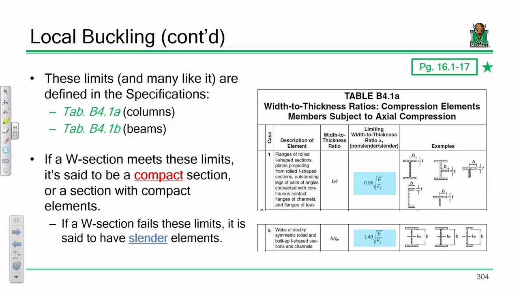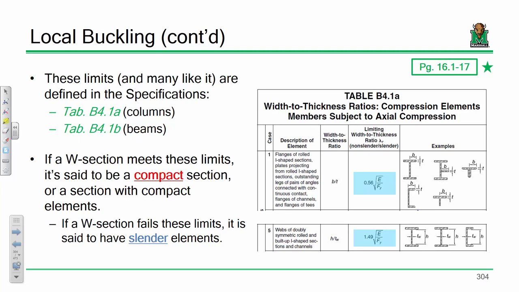So the short answer is that Table B4.1a is the table for columns. If you turn the page, you have Table B4.1b. B4.1b is the table that we will use later when we look at beams. So remember me telling you that columns and beams kind of go together? Well, this is one of the instances where that's the case. The actual math behind checking whether or not local buckling is going to be an issue is pretty easy.